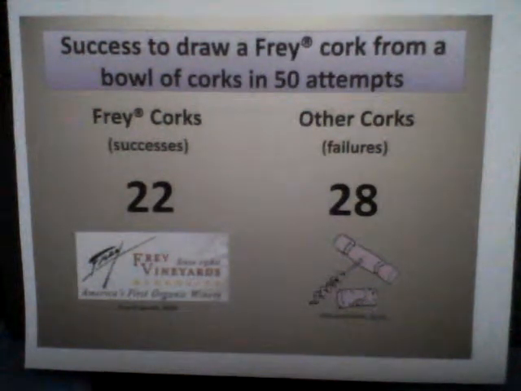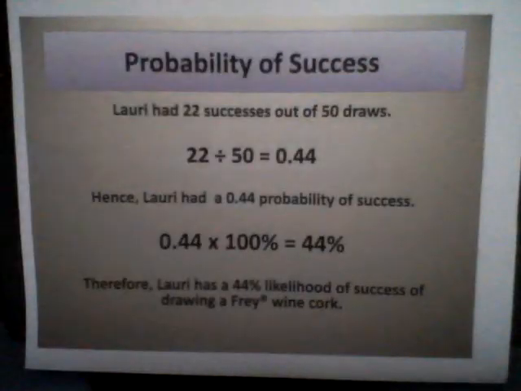Out of the Frey corks, I was successful in drawing 22 of those corks, and my failures were more than my successes, and that ended up to be 28 corks. My success probability ended up to be 0.44 out of the 50 draws, and multiplying that by 100%, I had a likelihood of 44% of success drawing a Frey wine cork from the bowl.